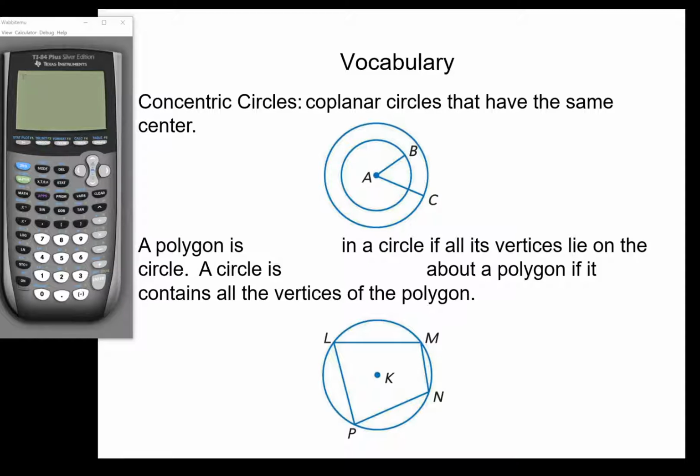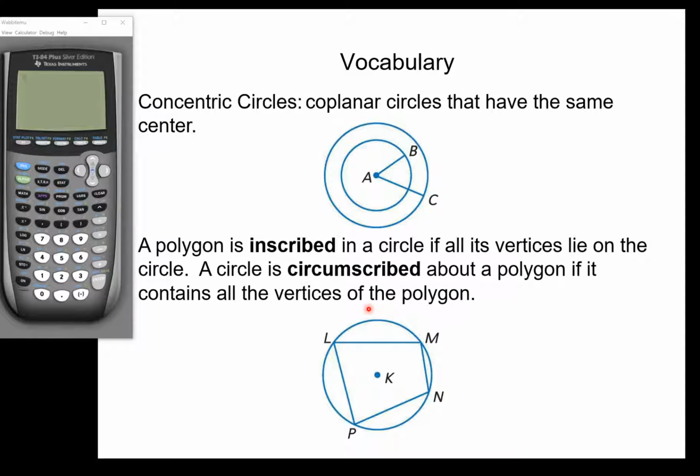Notice what's going on with this circle. We have a circle with a polygon on the inside of it, and every single vertex of the polygon is on the circle. So a polygon is inscribed in a circle if all the vertices lie on the circle. So here polygon LMNP is inscribed in circle K. Now a circle is circumscribed about a polygon if it contains all the vertices of the polygon. So here circle K is circumscribed about polygon MNPL.